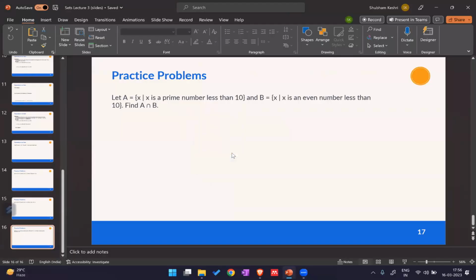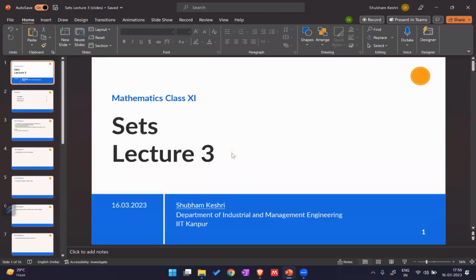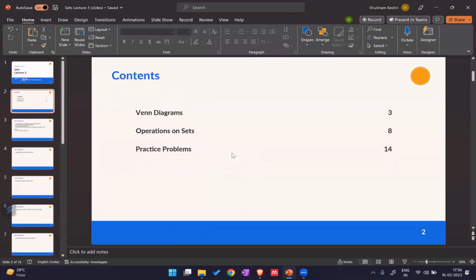So these are all the problems I have kept here, and therefore we complete this lecture. So what have we covered? We have covered Venn diagrams, the operations we perform on sets, and we saw some practice problems. I would request you to practice more problems in this. And if you have doubts, you can ask anytime.